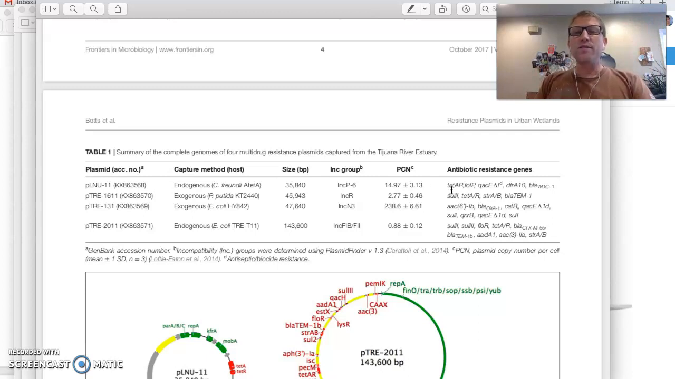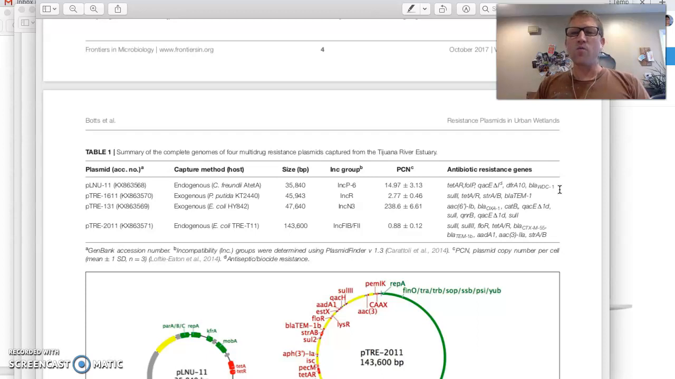And then which resistance genes were found on this particular plasmid? tetA and R, folP, qacEΔ1, dfrA10, and blaOXA-1. As you get more familiar with the literature on resistance genes, these will actually start to make sense to you. If you're new to this, you may want to go look those up.